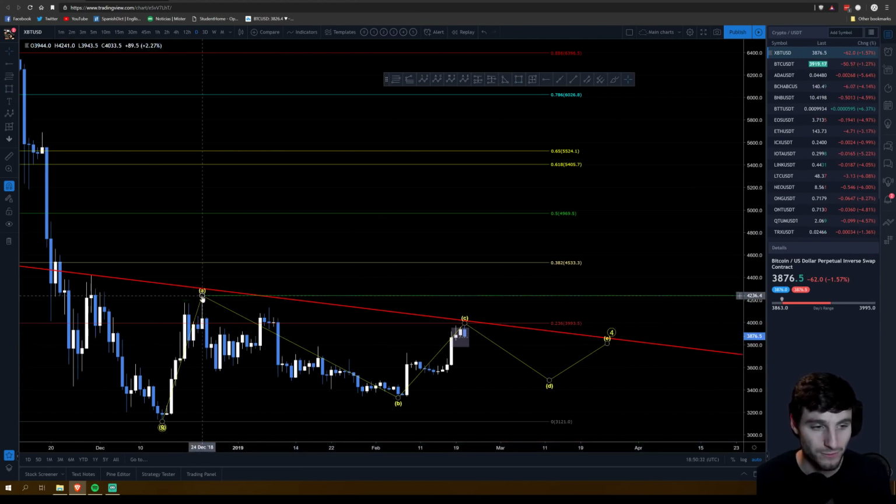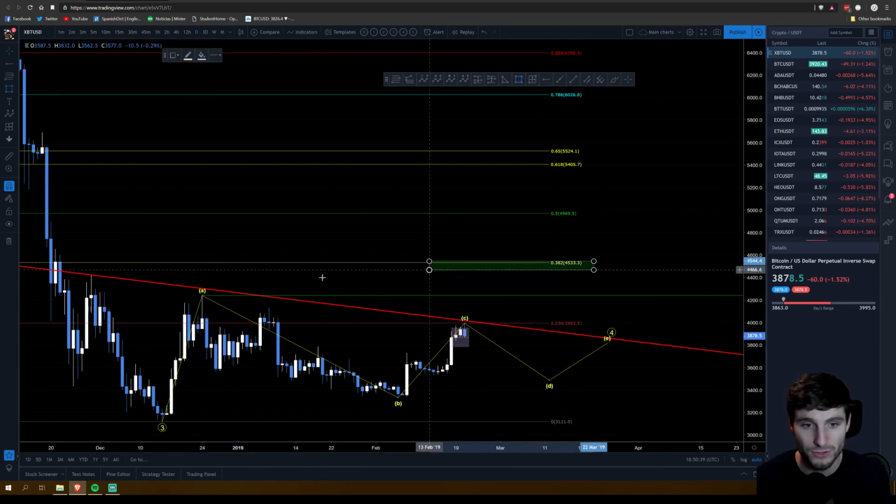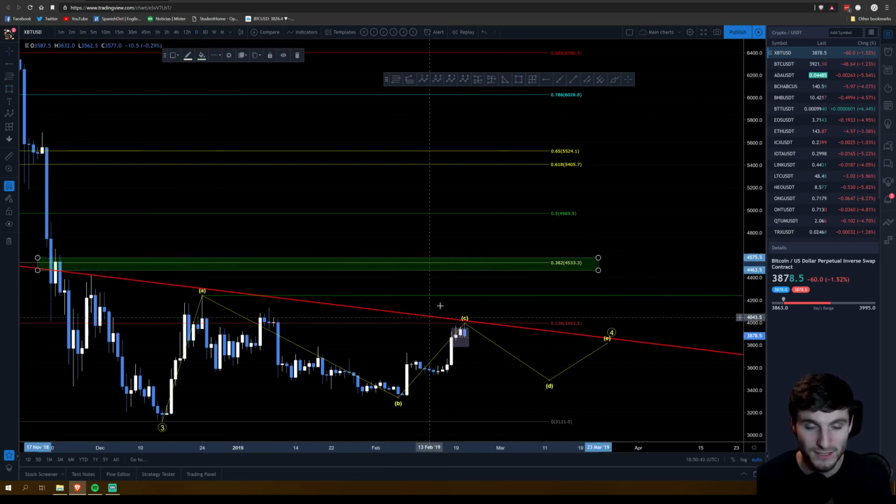Obviously, if you're taking A from the top here, there are a few different ways that I'm looking at it, but I really do think that until we get a break over the 382, then it is bearish, and there's no need to be thinking.